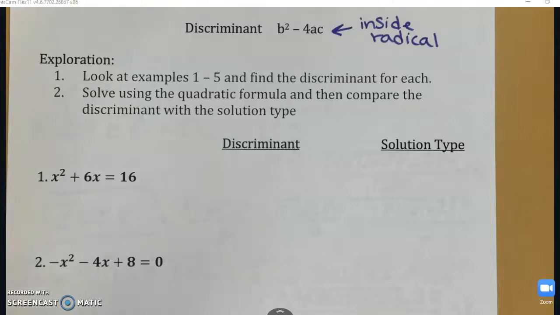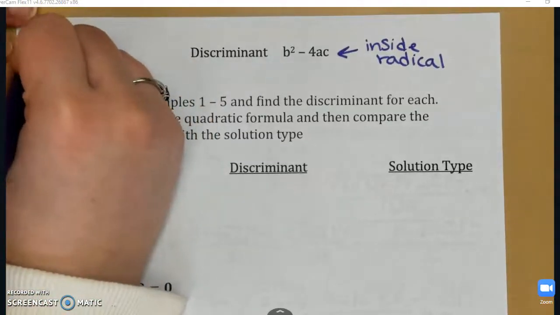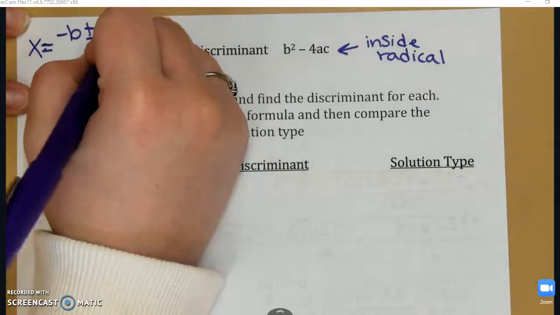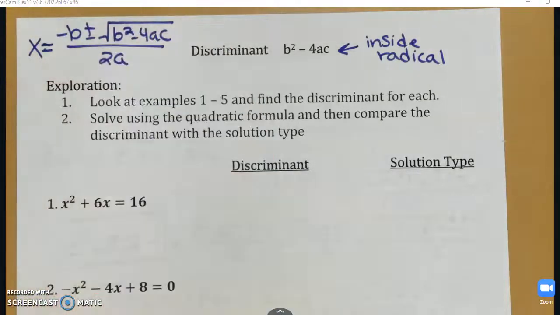We're going to look at the 5 problems on this page. We're going to find the discriminant, use our quadratic formula to solve for the solution, and then when we're all done with the problems, we're going to circle back and look at a pattern that we see. Okay? And just to have this handy, I'm going to put my quadratic formula at the top. And the more that you use this, the easier it will be to memorize this formula.